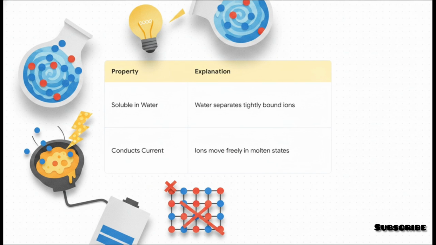And what about the electricity part? Well, solid ionic compounds do not conduct electricity because the ions are trapped in a rigid structure. They're stuck. But when you dissolve them in water to form an aqueous solution, or if you melt them into a molten state, those ions are suddenly set free. They can move around freely, and freely moving charged particles are exactly what allows electricity to pass through.